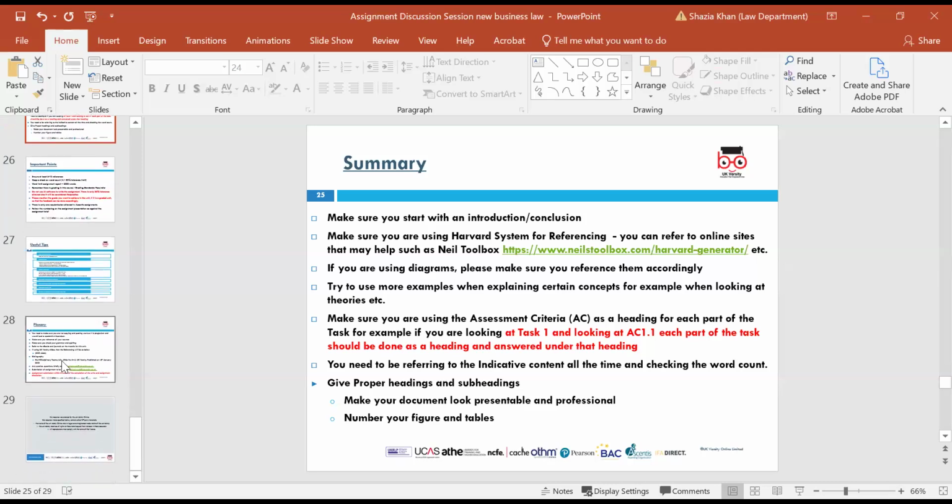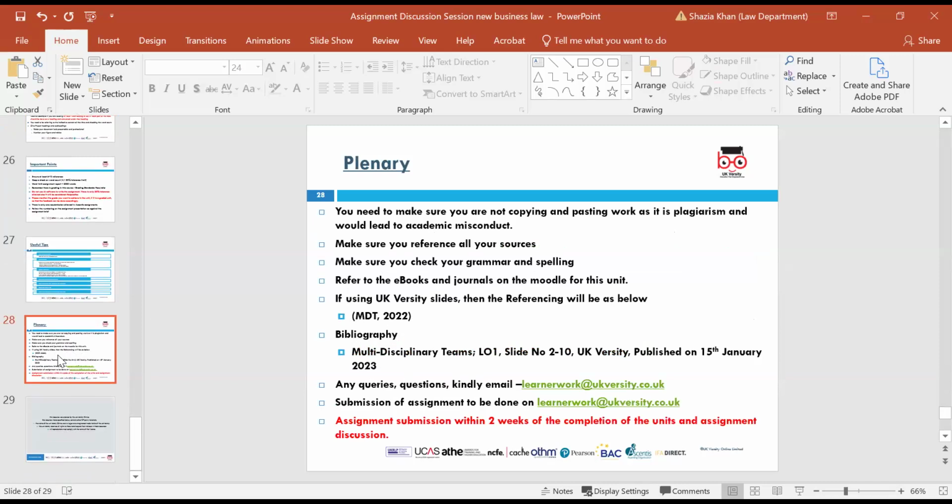Okay, so again, good luck with doing the assignment. Check your grammar, your punctuation, referencing, check that, reiterate that, and keep going back to doing that again and again. And good luck with doing all the 4 tasks for this assignment.